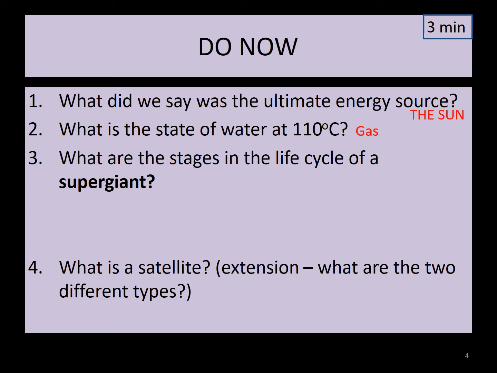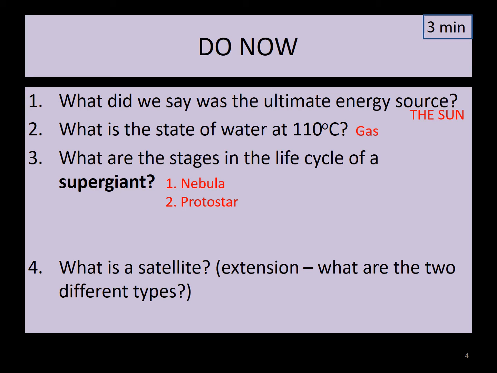Right, question number 3. This one was quite a tricky one because you had to write loads of things for it. So let's see if you can remember the stages in the life cycle of a supergiant star. If you remember, we did this in a live lesson as well. There are 6 things that you should have written. The first one was the nebula. If you remember, that was the cloud of dust.